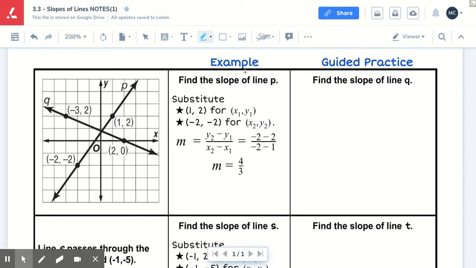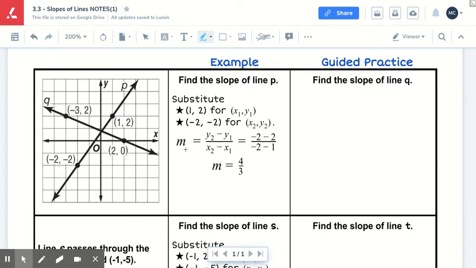So over here we've got the slope of line P. On line P, you can actually choose any two points that are on the line and you'll still get the same slope as long as you do your calculations correctly. They gave us two points to work with though, so we're going to stick with those. This one's coordinates are (1, 2). This one's coordinates are (-2, -2). So we're going to use (1, 2) for x1, y1, and we're going to use (-2, -2) for x2, y2.